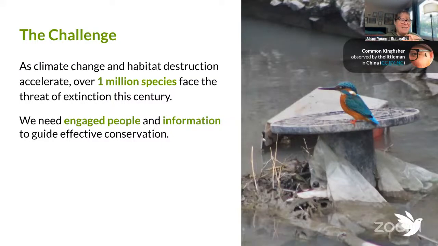So to start off with, as I'm sure all of you know, one of the major challenges of our time right now is the global biodiversity crisis. There are currently over 1 million species that are threatened with extinction this century due to things like climate change and habitat loss. Two of the things we need to help address this challenge are, one, more people who care about and advocate for and take action for nature. And two, more information about where species are to help guide conservation. You can't protect things if you don't know where they are.